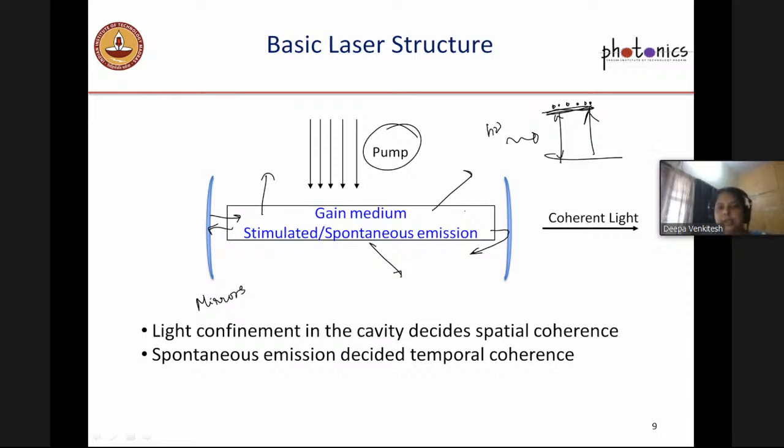We talked about spatial and temporal coherence. So the spatial coherence property of the laser comes from the fact that in space you have confinement in the cavity. The cavity supports specific transverse mode profiles for the laser, and that gives the spatial coherence. And of course, the spontaneous emission decides the temporal coherence. So the larger the spontaneous emission, the lesser the coherence, right? So you want the stimulated emission rate to be larger than the spontaneous emission rate, so that you get better temporal coherence.